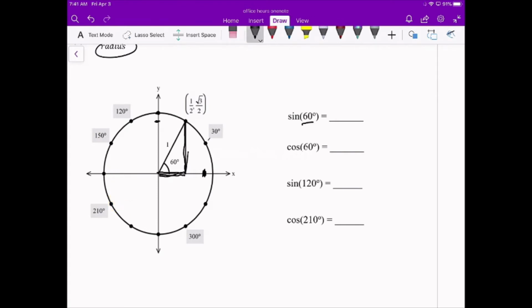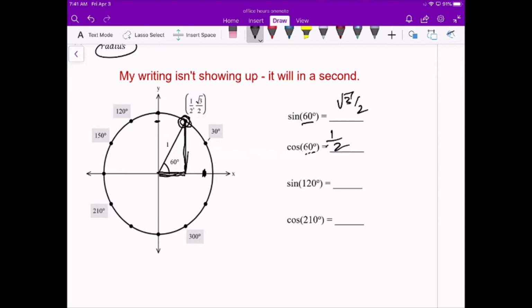So sine of 60 degrees is right here. The y-coordinate is root 3 over 2. The radius is 1, so there's no reason to divide by the radius. Cosine of 60 degrees, x-coordinate, there's 60 degrees, x-coordinate is a half, no reason to divide by the radius of 1.